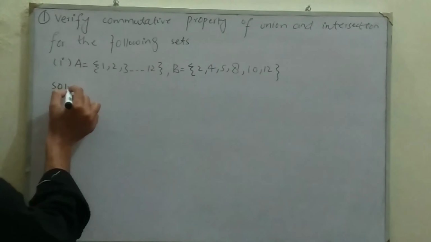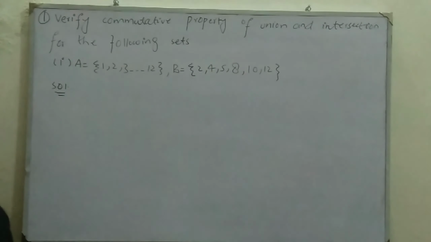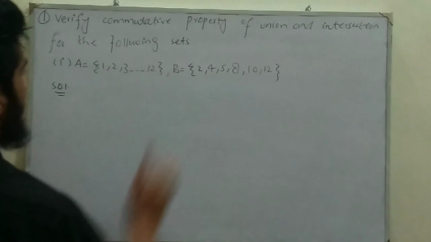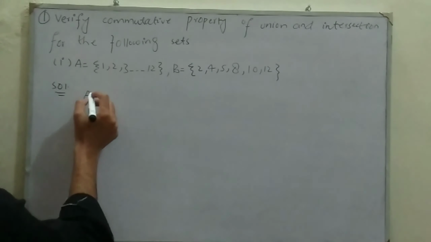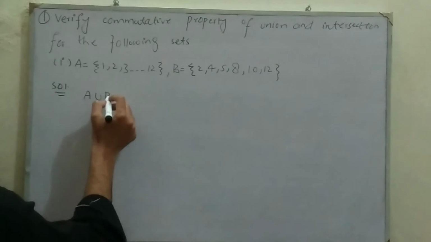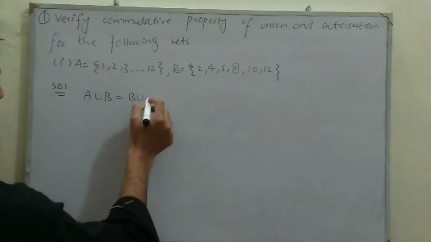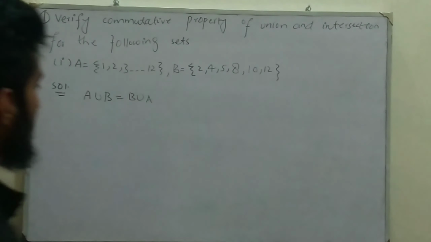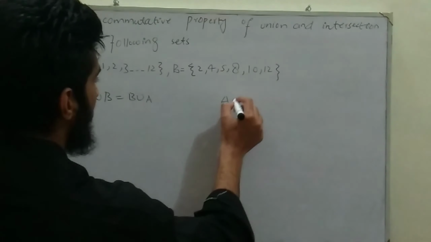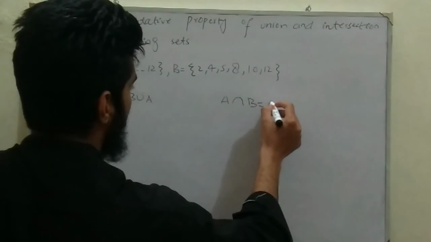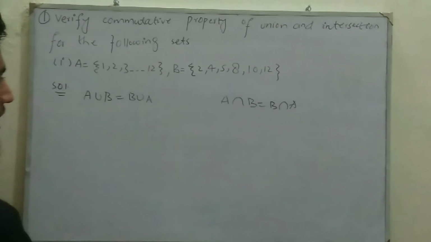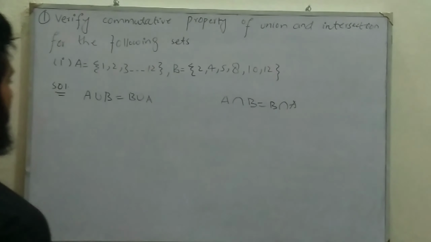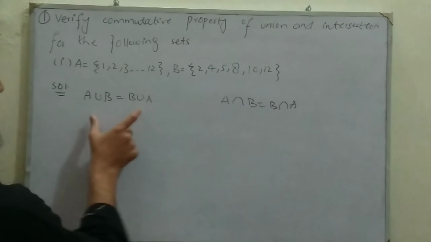Solution. First we are going to verify the commutative property for union of sets, then for intersection. The commutative property says that if we have two sets, A and B, then the commutative property of union is A union B equals B union A. This is for union, and for intersection, A intersection B equals B intersection A. First we are going to prove this property, and after this we are going to prove this one. So putting A and B into this equation and this equation.